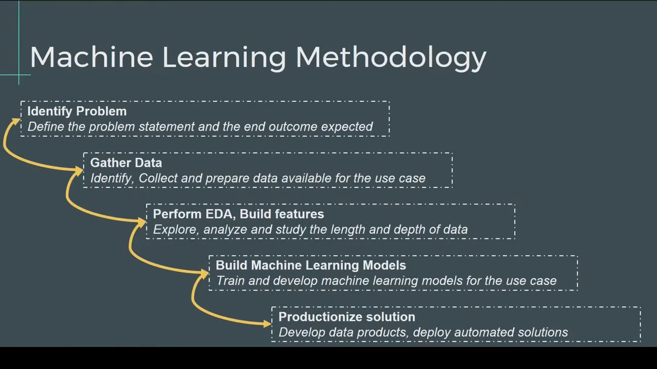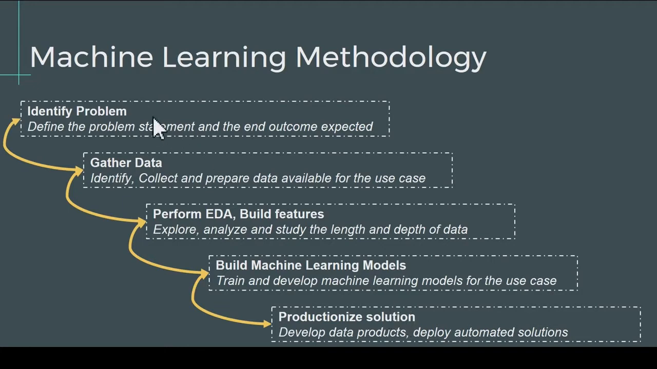So let's begin with the machine learning methodology or the machine learning framework. Now, any typical machine learning use case or the process involved in solving a machine learning problem can be logically divided into 5 simple steps. It starts by identifying the problem, then gathering the data, performing EDA and building features, or in fact understanding the data, then building the machine learning model, and finally productionizing the solution. Let's get into the depth of it.